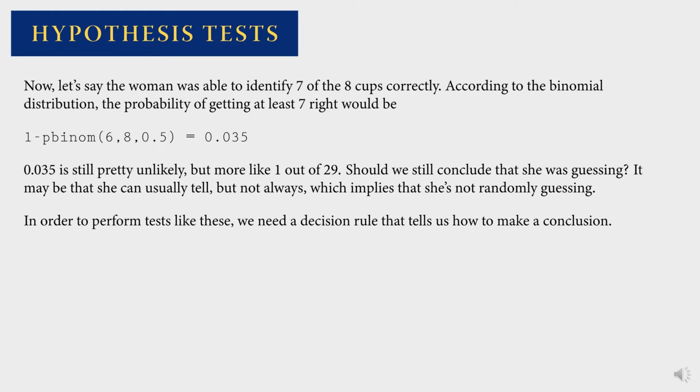What if the woman correctly identified 7 of the 8 cups? Should we still conclude that she's just guessing? The probability of getting at least 7 correct by guessing is 0.035, which is low, but it's not that low. It's about 1 in 29. When we perform these tests, we need some kind of decision rule, a cutoff that tells us when to reject our assumption. It all depends on the situation, but traditionally the cutoff is 0.05. If the probability of a result as extreme as what we saw is less than 0.05, we reject our assumption.